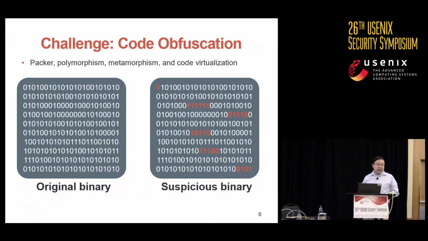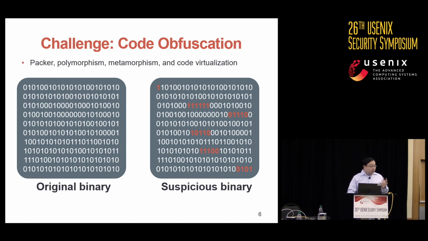However, the big challenge for binary code analysis, also a big challenge for binary difference analysis, is pervasive code obfuscation, because malware authors are always trying to apply various obfuscation schemes to hide the signature of binary code and to make the binary code look very different from the original one. For example, malware can apply packers, polymorphism, metamorphism, and code virtualization to impede malware detection.